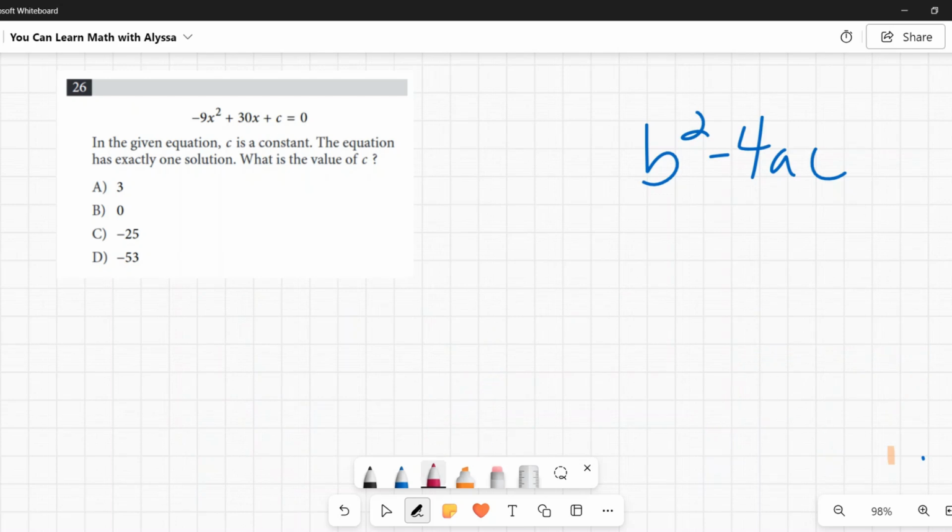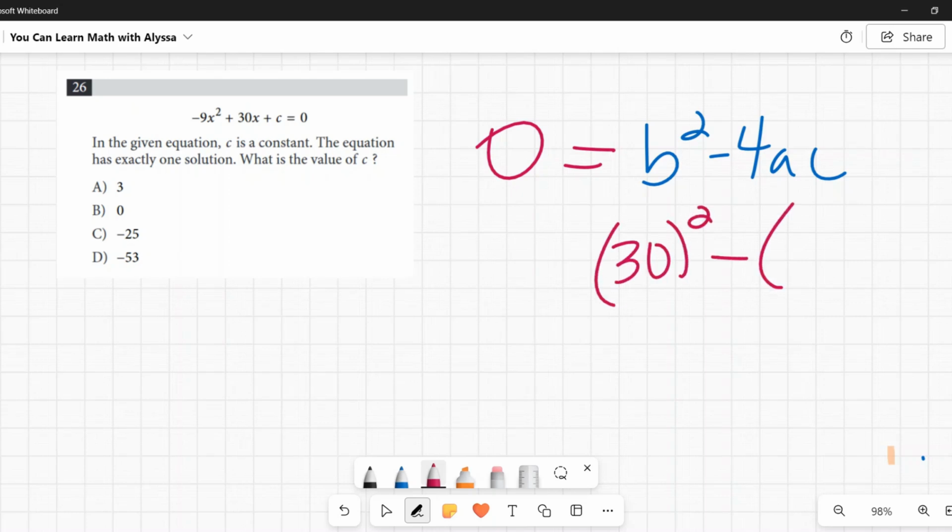Okay, so b squared minus 4ac. Let's take the a, b, and c from over here and plug them in, and remember we want one solution, so it needs to be equal to 0. My b is positive 30, so I have 30 squared. Minus 4 times a. My a is negative 9. And we don't know the c. That's what we're trying to solve for. And we want this to be equal to 0.